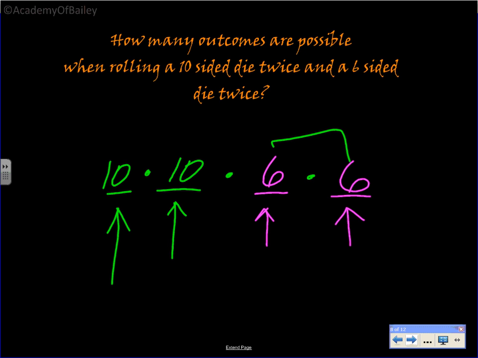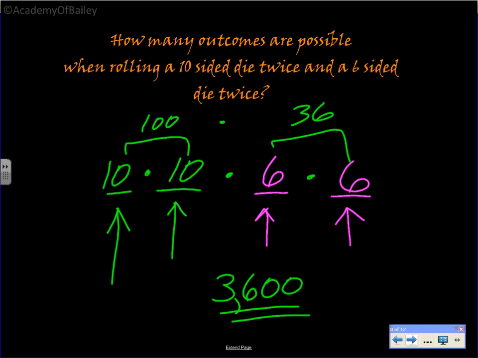So let's try this again in our head and see if we can get this one right. 6 times 6 is going to be 36, and 10 times 10 is 100. And when we take 100 times 36, we get 3,600. So with this situation, rolling a 10-sided die twice and a 6-sided die twice, 3,600 different possible outcomes.